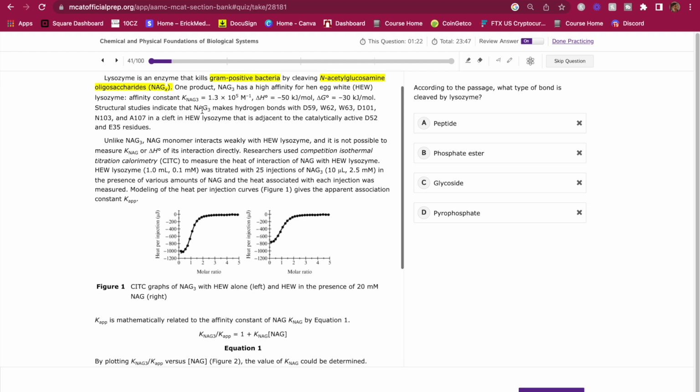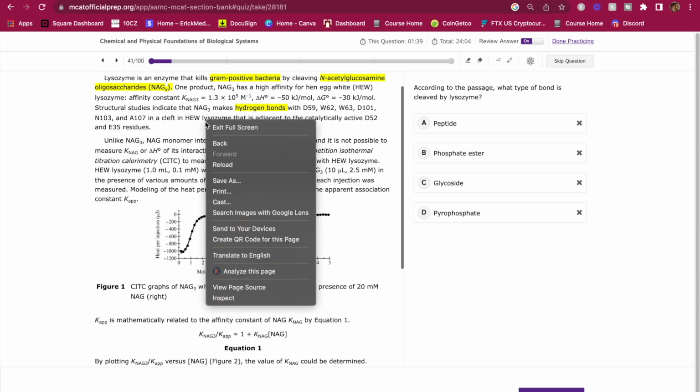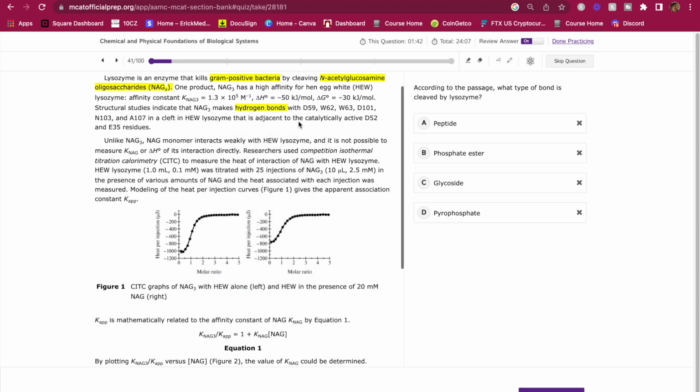Structural studies indicate that NAG3 makes hydrogen bonds with D59, W62, W63, D101, N103, and A107 in a cleft. Remember, these are hydrogen bonds. In a cleft in HEW lysozyme that is adjacent to the catalytically active D52 and E35 residues. So we're hydrogen bonding at specific residues that are near these active residues.